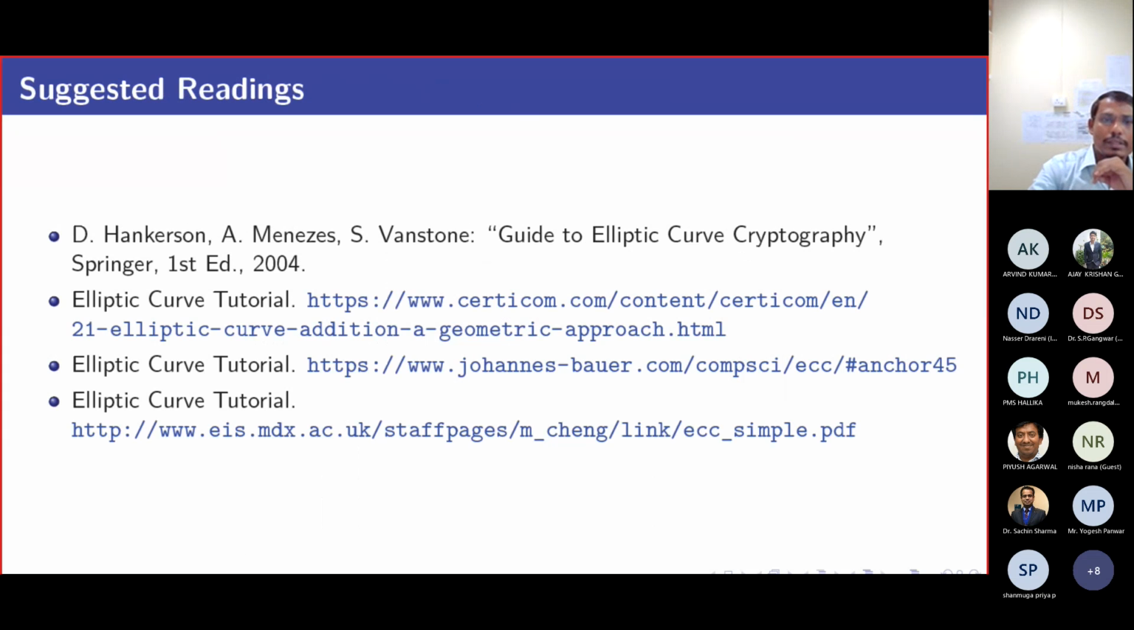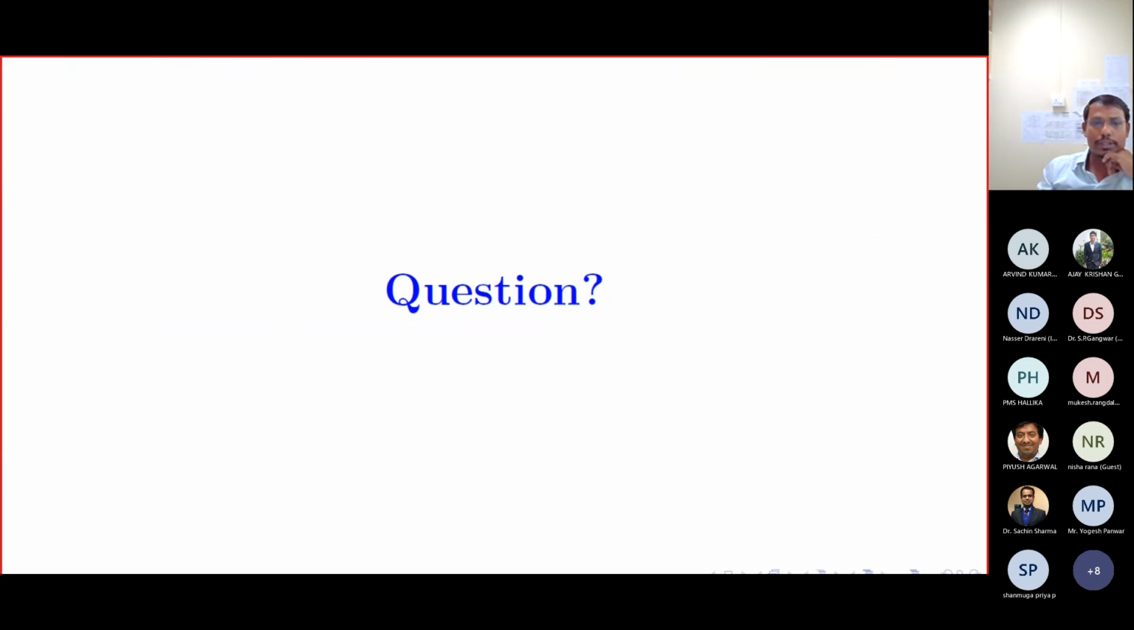So this is all about my discussion, and here are certain references. If you want to know about the elliptic curve, this is a very good book written only for the elliptic curve, and I have given a few tutorial links. From the audience, please ask questions if you have any.